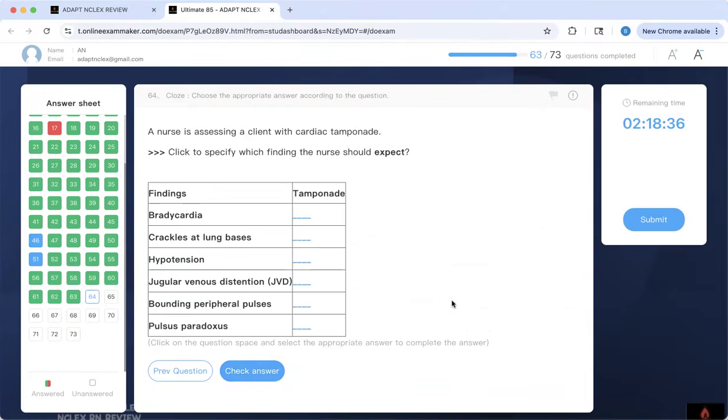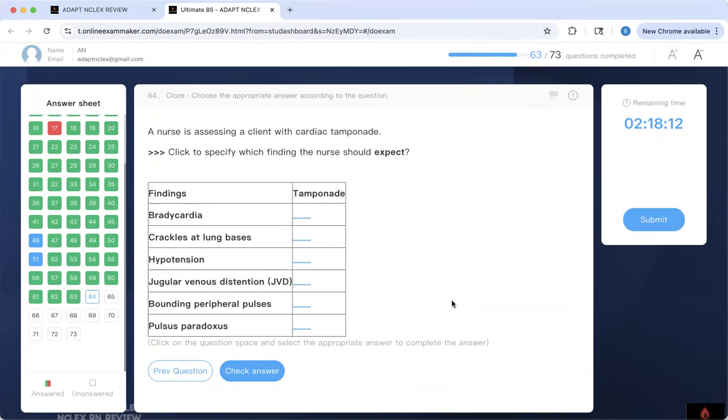And this is assessing a client with cardiac tamponade. Click to specify the finding that is expected. What do you know about cardiac tamponade? Which of these is an expected finding for a patient in cardiac tamponade? That means there's fluid around the heart and it's pushing on the heart. There are 5 things you need to know about cardiac tamponade. That is the concept, and this is cardiology.